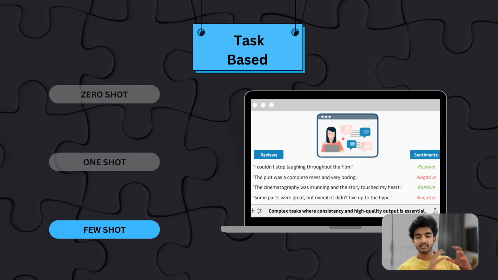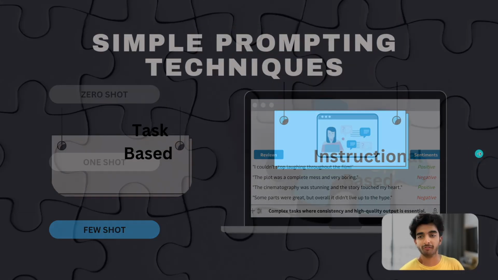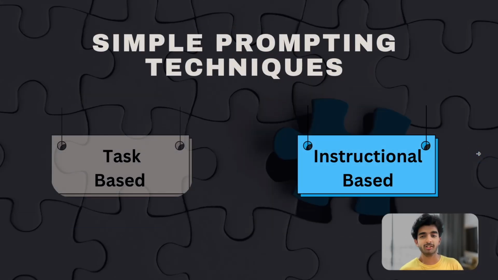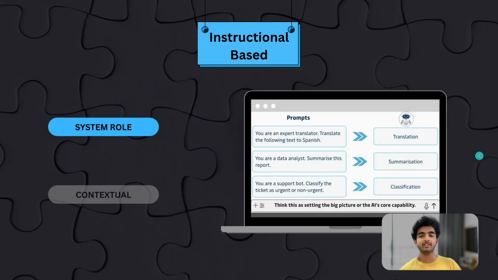So once you pass these prompts in your system instructions, and then you start working on your use case, it becomes much more simple and effective. So this is the task-based methods. Next up, let's jump to instruction-based methods. There are two main steps over here.